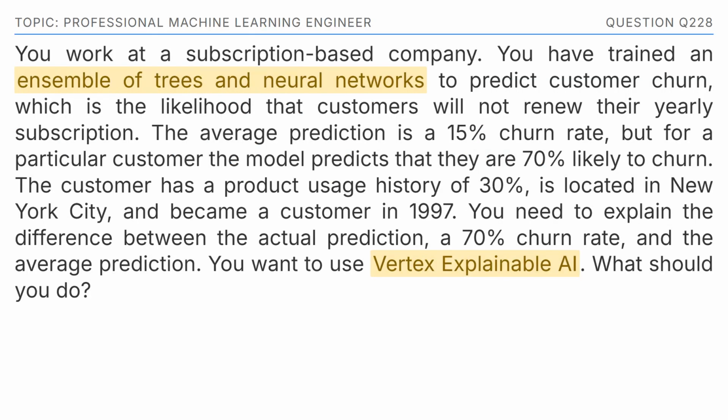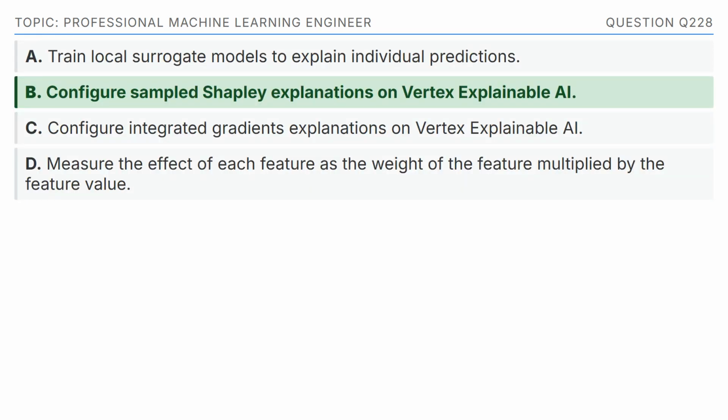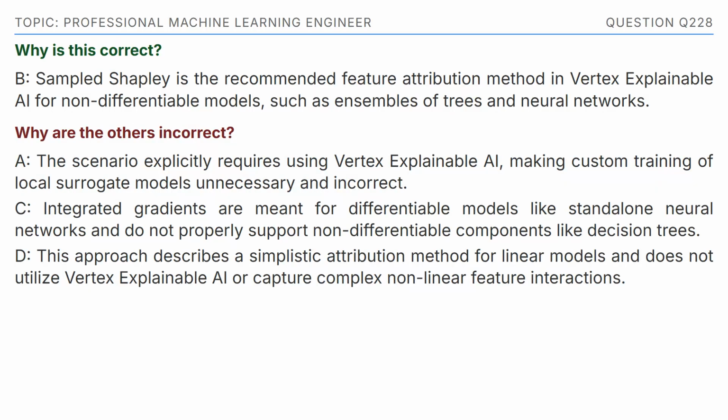To arrive at the correct answer, we focus on the keywords, ensemble of trees and neural networks, Vertex Explainable AI. The correct answer is option B, configure sampled Shapley explanations on Vertex Explainable AI. Why is this correct? B. Sampled Shapley is the recommended feature attribution method in Vertex Explainable AI for non-differentiable models, such as ensembles of trees and neural networks. Why are the others incorrect?